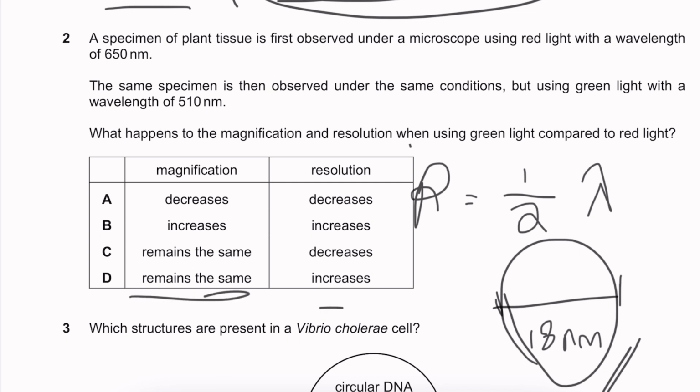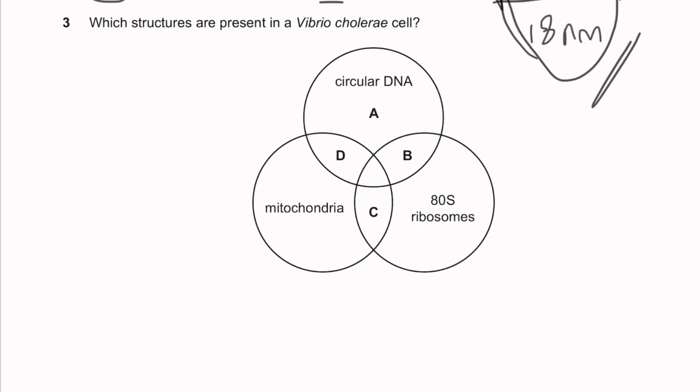However, magnification is going to remain the same, because magnification has nothing to do with wavelength. Magnification is only calculated by multiplying the magnification of the objective lens being used by the magnification of the eyepiece lens. So it has nothing to do with the wavelength. Let's move on. And number 3.